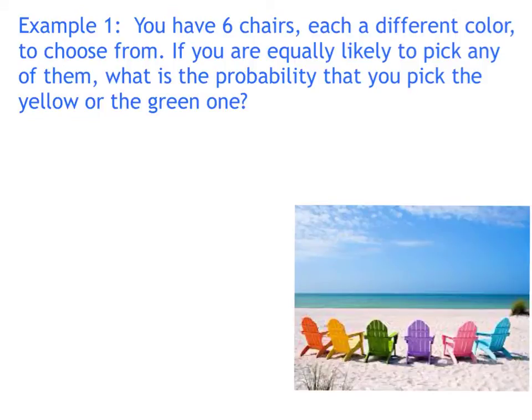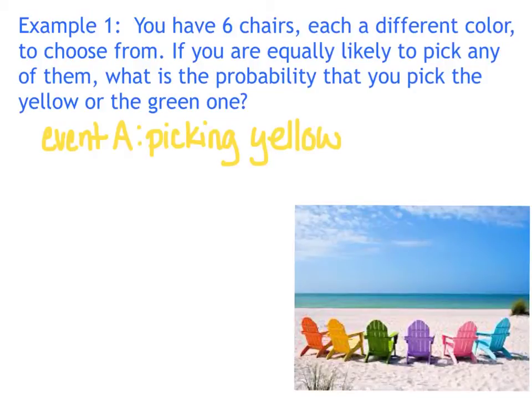Alright, so in the spirit of summer, you have 6 chairs. Each chair is a different color to choose from. If you are equally likely to pick any of them, what is the probability that you pick the yellow or the green one? Alright, so we'll let event A be choosing a yellow one, and we'll let event B be picking a green one.